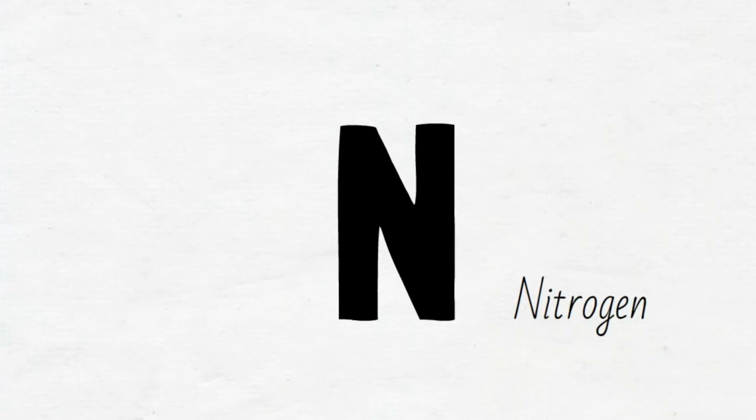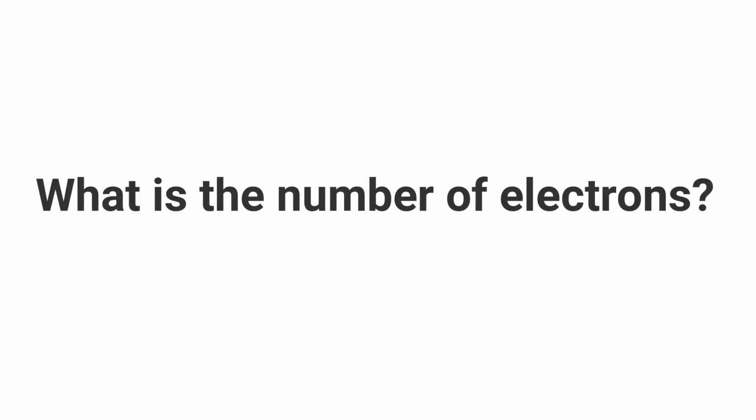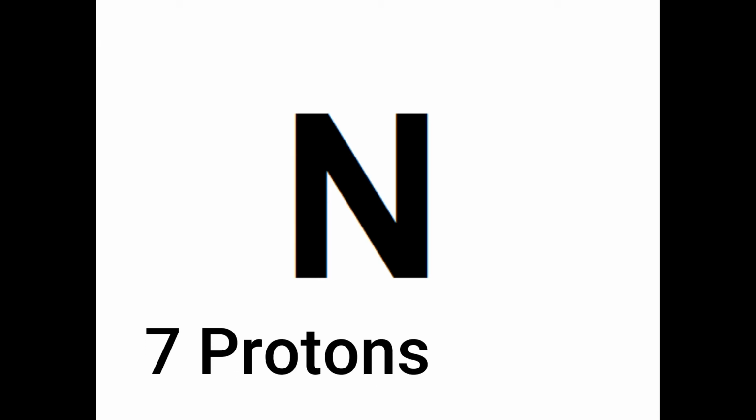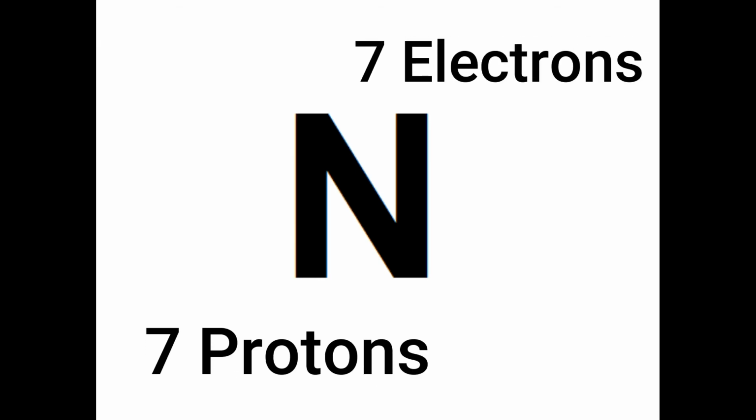And earlier we used nitrogen as an example. Nitrogen has 7 protons. Can you guess or can you work out the number of electrons nitrogen should have? Because nitrogen is a neutral atom and it has 7 protons, it simply means that it must have 7 electrons.